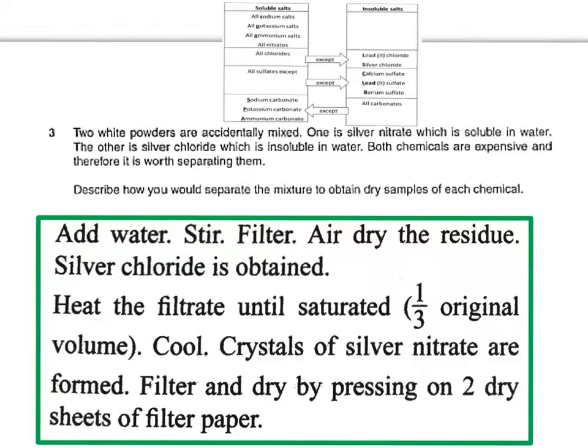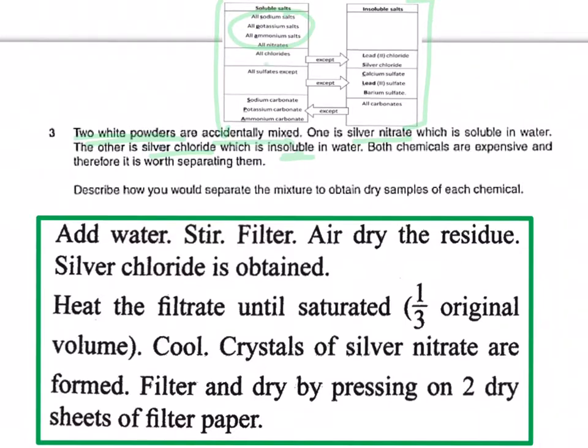Alright, let's take a look at question 3. Question 3, 2 white powders accidentally mixed. They told you that one is silver nitrate, soluble in water. The other is silver chloride, which is insoluble. Now I've given here the solubility of salts, if you need to recap, that all SPA salts are soluble. Any sodium salt, potassium, ammonium, all the nitrates are soluble.